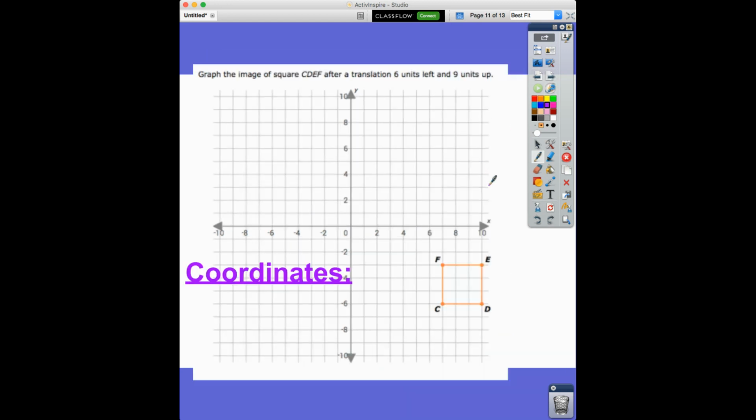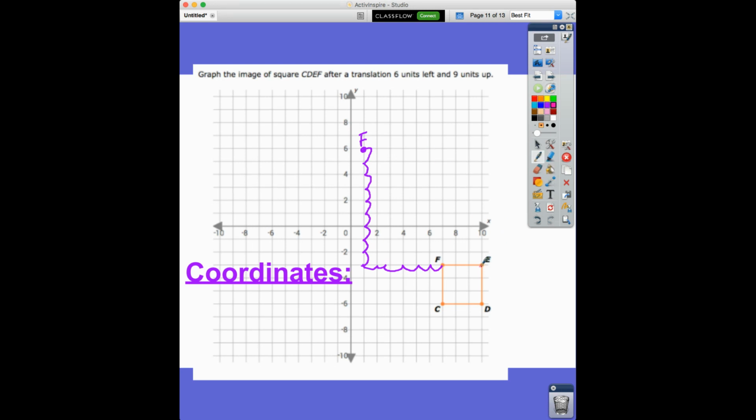All right, let's try moving a whole shape though. This is where it gets a little bit wonky, where it's like, wait, what? So if I'm talking about C, D, E, F, I'm talking about 6 units left and 9 units up. Well, let me try that again because it's only 6. 1, 2, 3, 4, 5, and 6. And 9 units up. 1, 2, 3, 4, 5, 6, 7, 8, and 9. So this right here would be my F prime.